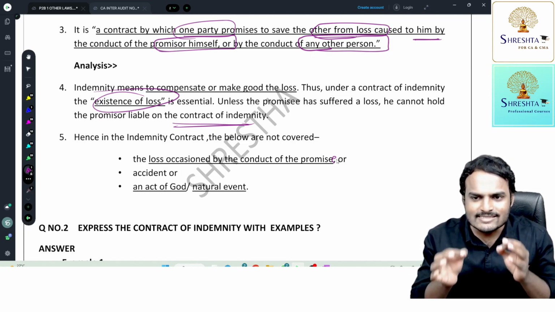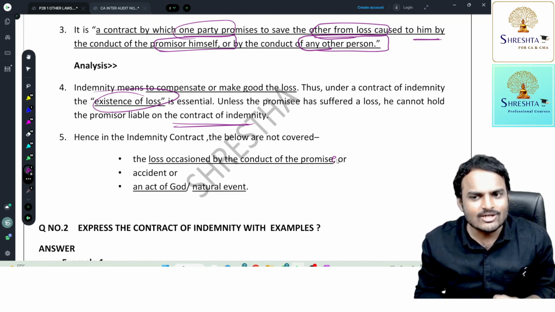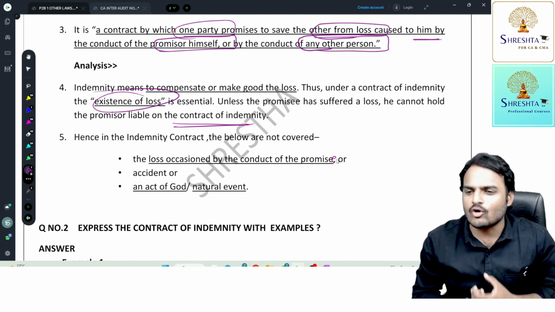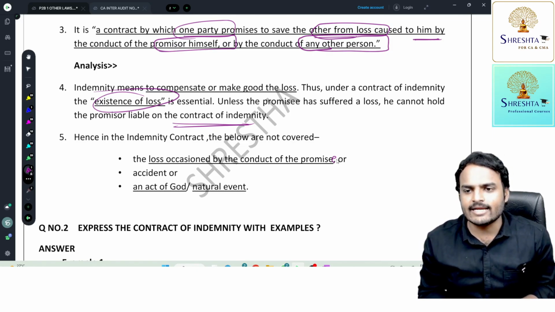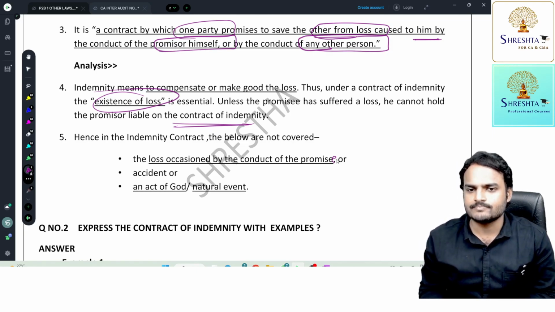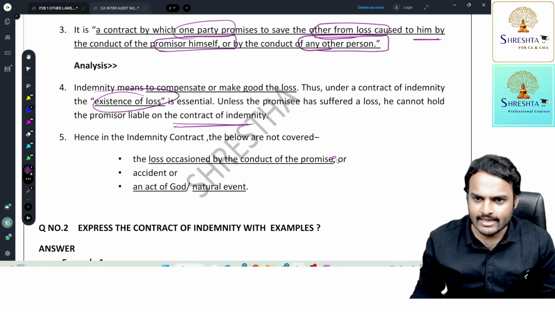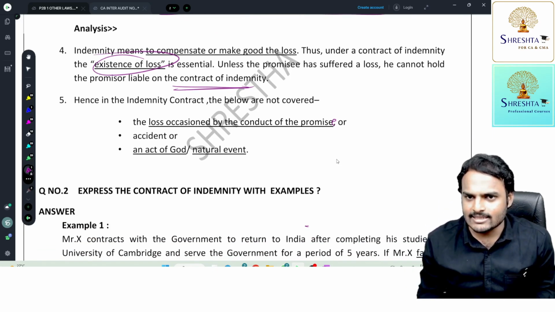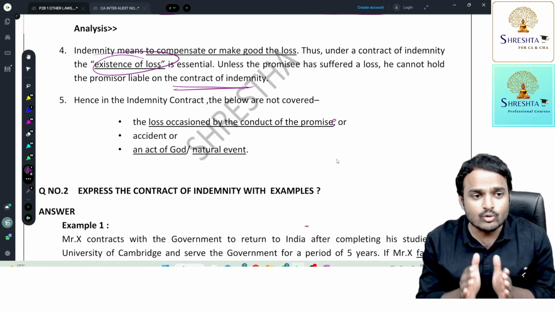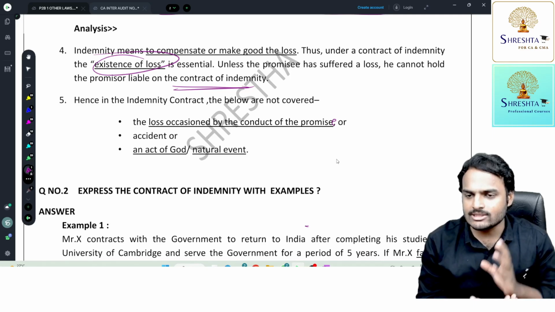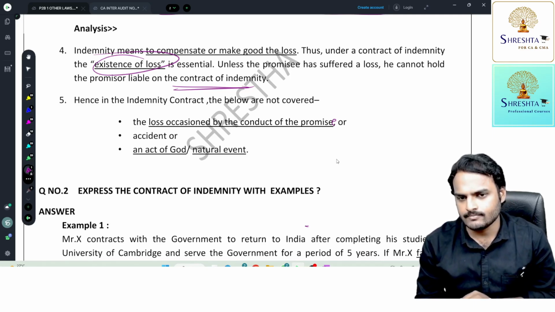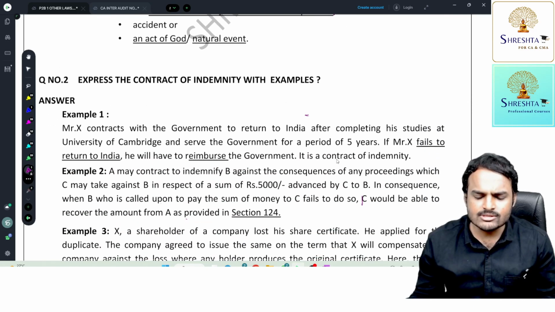So losses happened by the conduct of the promisee, or any accident or act of God, or any natural events were not covered under the Indian Contract Act indemnity definition. Hope everyone had clarity on this point. I'm once again telling, this analysis is confined only to the Indian Contract Act, not to English contract law. Fine. And we had a few examples of indemnity.